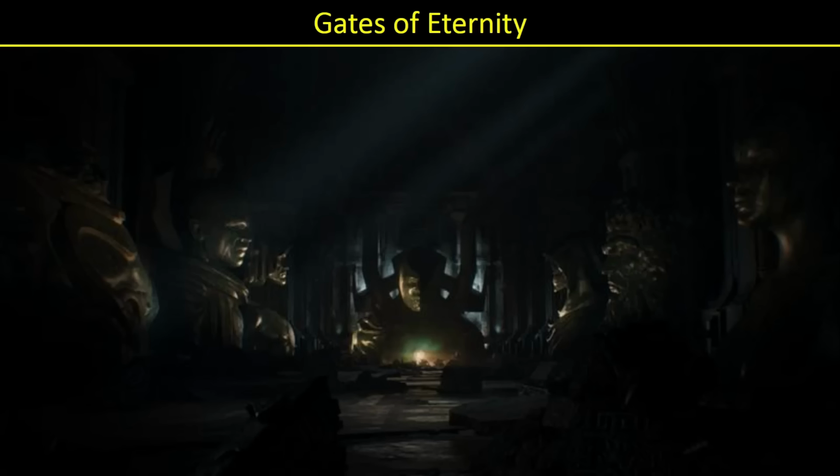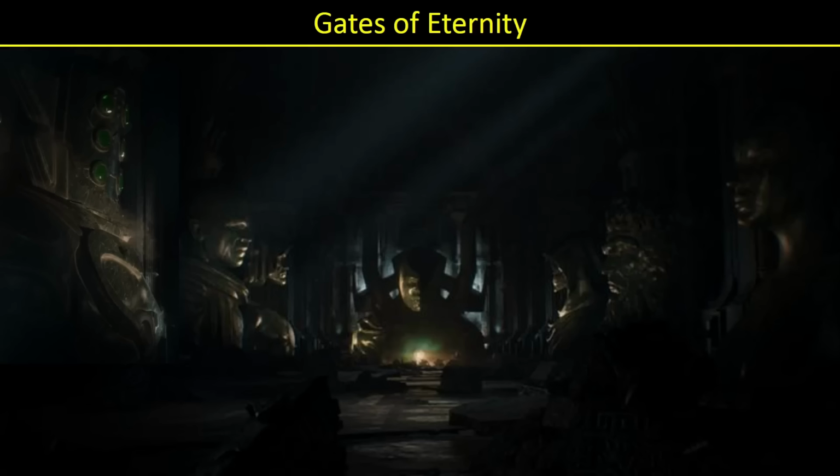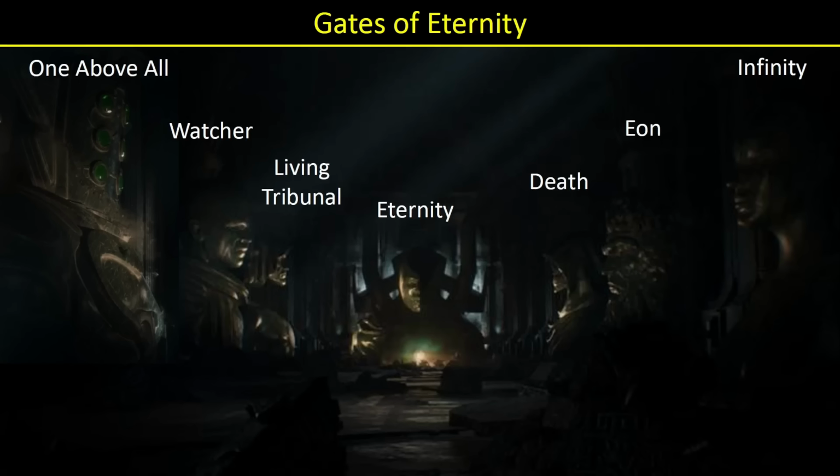So this was fascinating because we see all these statues of different cosmic beings. And notice the one on the left, the head got knocked off at this point when this image showed up. So I'm going to superimpose, very poor job of it, I know, his head back on again. And now I want to put a label for each of these cosmic beings because this is really interesting. So at least according to the wiki, the first one is the one above all. I'm going to come back to that one. There's the Watcher, the Living Tribunal, Eternity, Death, Eon, and Infinity.